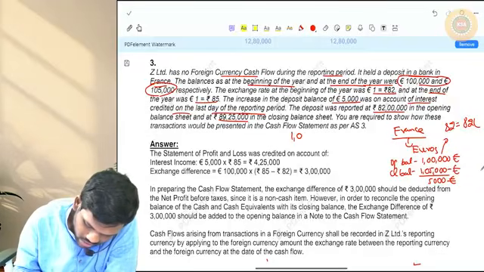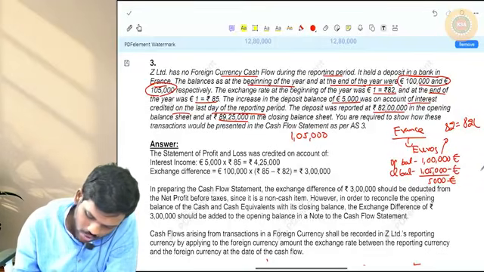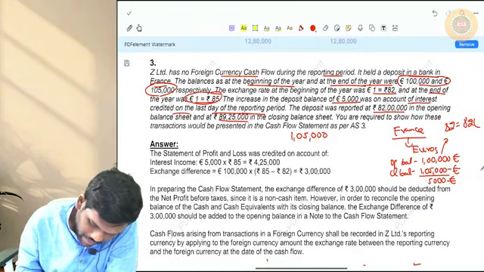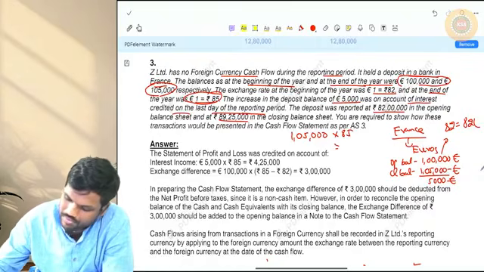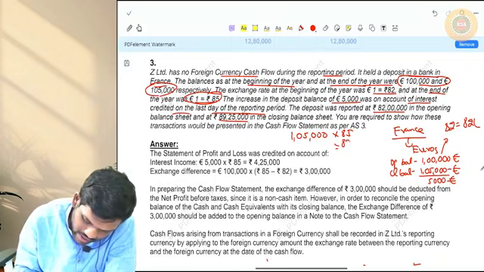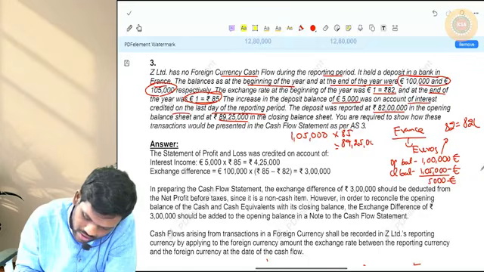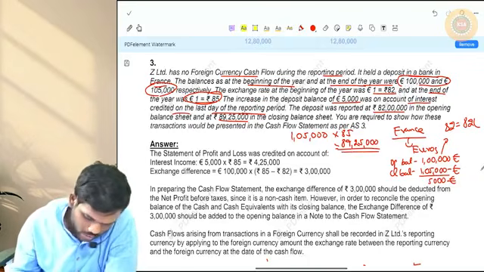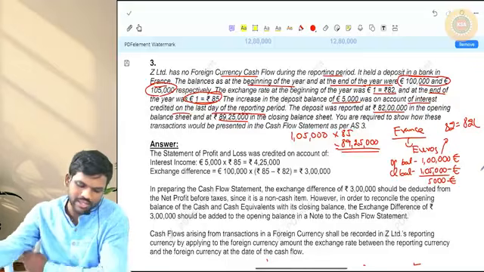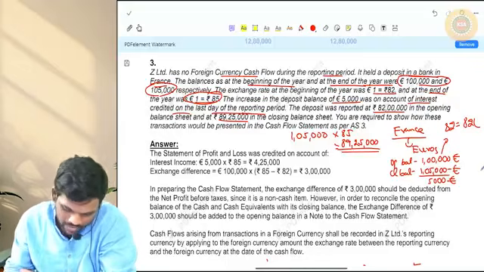Your closing balance 1,05,000. Your closing exchange rate is how much? 85. So 1,05,000 into 85 is 89 lakh 25,000. Okay, this is your closing balance. You are required to show how these transactions would be presented in the cash flow statement. Now listen to this carefully.